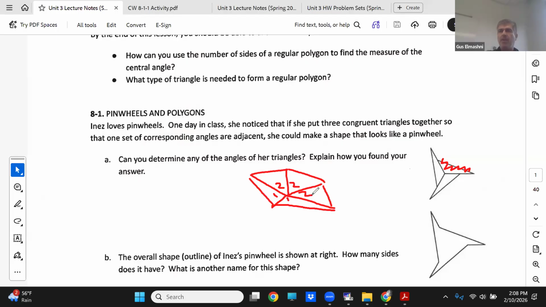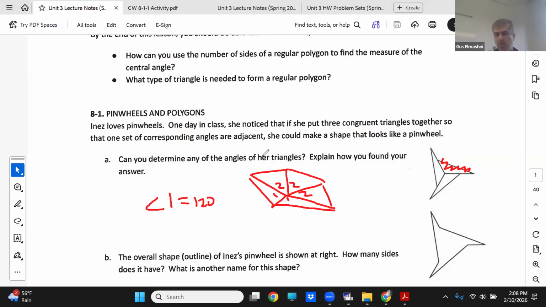So if you think about it, angle 1 was 120 degrees, right? Because we had 3 of the triangles form a full circle, right? We had 3 of the triangles form a full circle. So it kind of looked like this, right? Yeah, it kind of looked like that in a way.